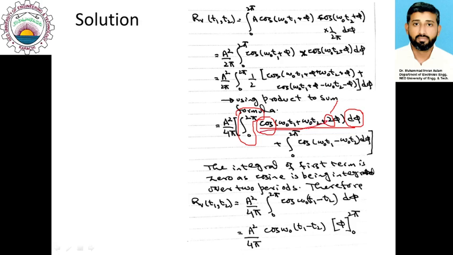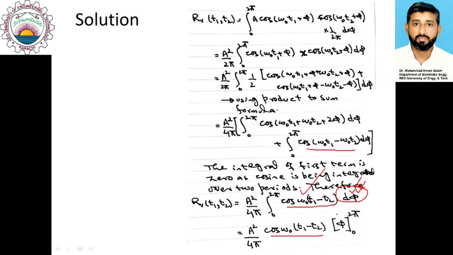So the integral of the first term will be 0 definitely, so we can take this term to be 0. We will be left with the second term, cos omega naught (t1 minus t2) d phi. But if you notice, this integration is being performed with respect to phi, and this function does not have phi in it, so it will be treated as a constant for this integral. So cos omega naught (t1 minus t2) can be taken out of the integral, and we will be left with d phi only.